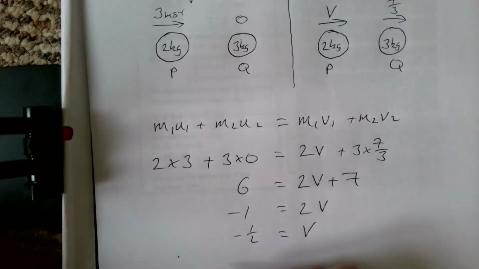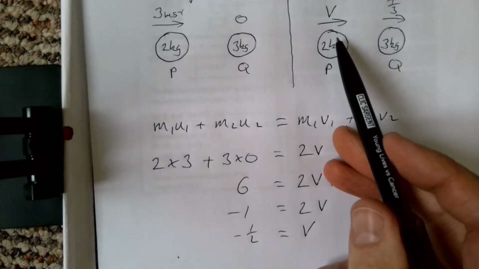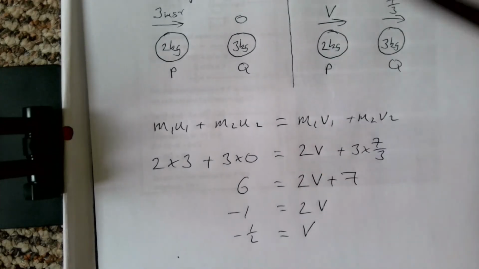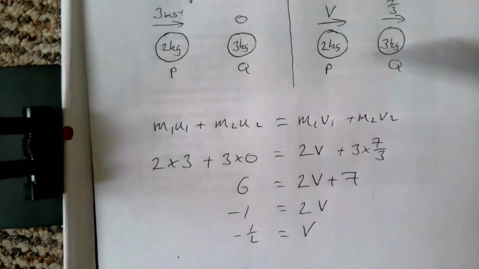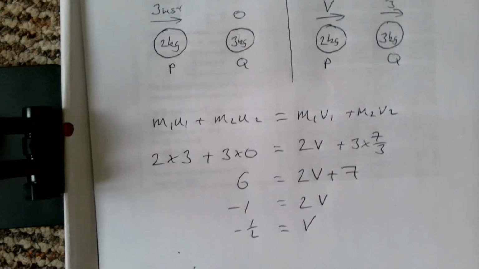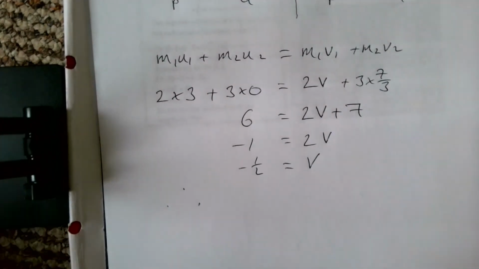So what have we worked out? We've worked out that V, the speed then of this second one, is actually minus a half, so it actually ends up going this direction here. Because the minus came out, and we were taking this way to be positive, it must then be going this way.